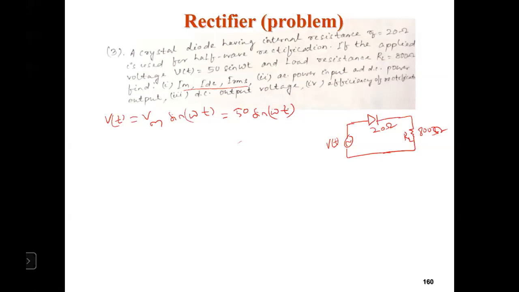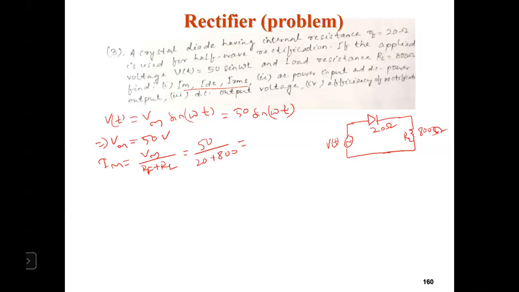Okay, so VM, which you are applying, is equal to 50 volt. If you are applying 50 volt, your IM is simple. The maximum voltage VM is given. So if you want to find out IM, it will be equal to VM by the net resistance, RF plus RL, or it is equal to 50 by 20 plus 800.